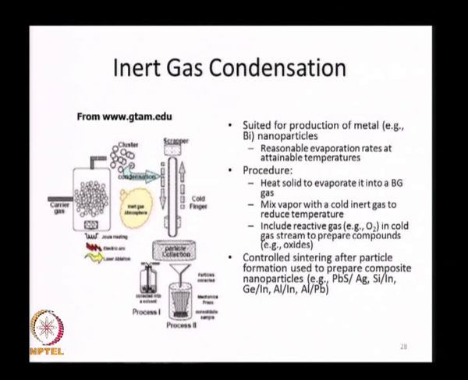If you are only trying to make nano-sized metal, then simply heating the solid into a background gas and then cooling it is sufficient to produce a supersaturation, which can then be relieved either homogeneously or heterogeneously to produce the nucleates. You can also do controlled sintering after particle formation to prepare composite nanoparticles. Various examples are given here.